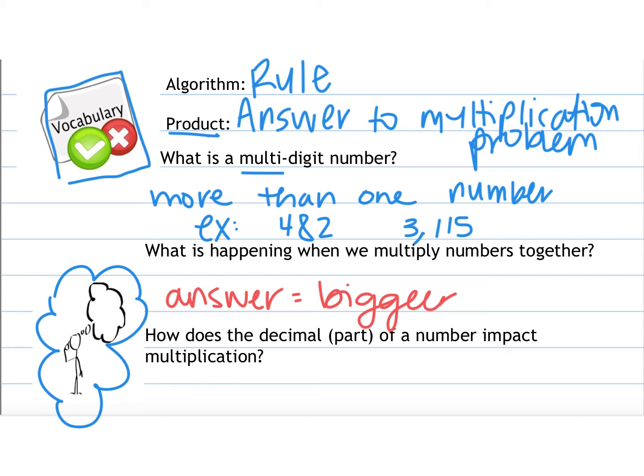Now the next question, how does the decimal part of a number impact multiplication? Now this depends if that decimal number is bigger than 1 or less than 1. If we are multiplying, which we'll learn as we go, by a number less than 1, our answer is going to end up smaller. But if that decimal number is bigger than 1, then our answer is going to be bigger again. And again, we'll see this as we go.